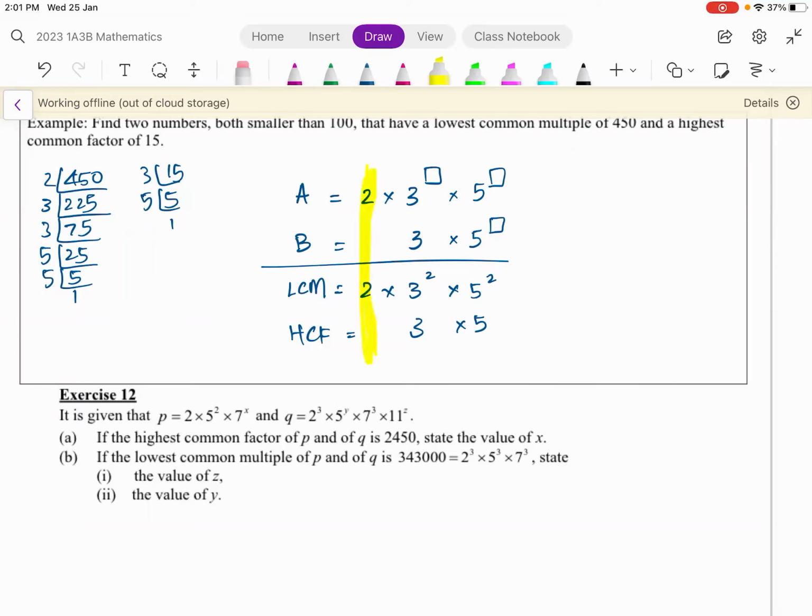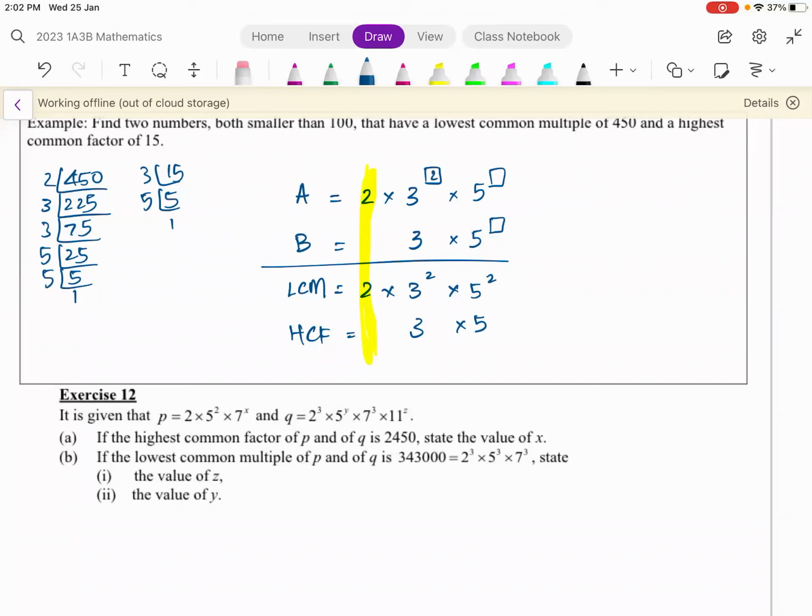Now let's look at the LCM for 3. 3 squared. What does that tell me? One of them must be a 3 square, isn't it? Can I have both of them being a 3 square? Why cannot? What happens if both of them have 3 square? Yeah, then the HCF will be 3 square. So only one of them can be a 3 square. The other must be a 3 power 1. Okay, so let's put a square over here.